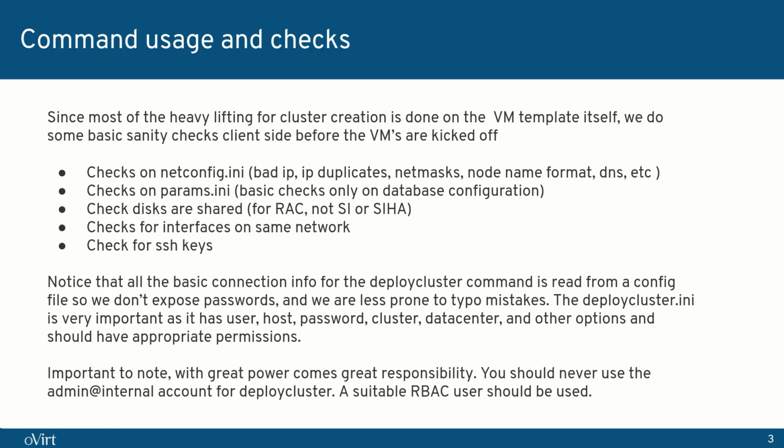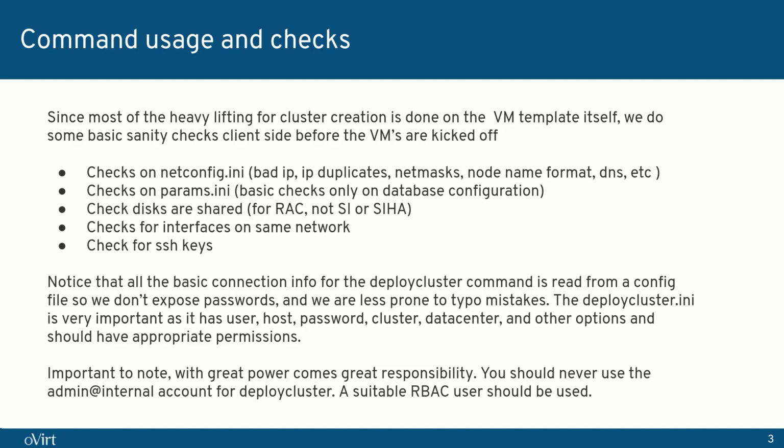And in the params.ini, which is effectively the basic checks for the database itself. So we also check that if you're creating a RAC and not a single instance or a single instance high availability, we ensure that the disks you're attaching to these VMs are shared. And then we also check that the interfaces are not on the same network. It will pass the check, but it will give you a warning. And I'll show you this as I run the command in a short demo.